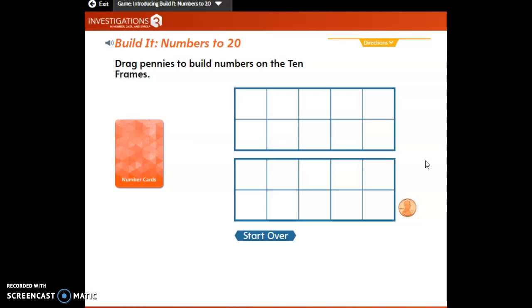Today, we're going to learn a new game, and it's called Build It. This is numbers to 20.